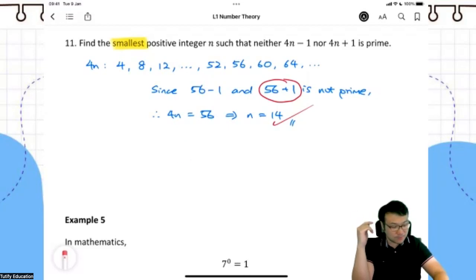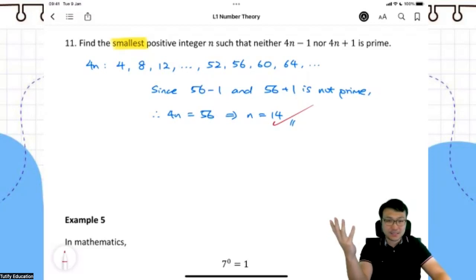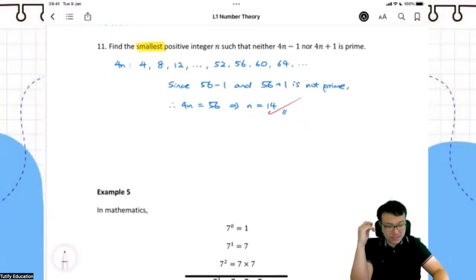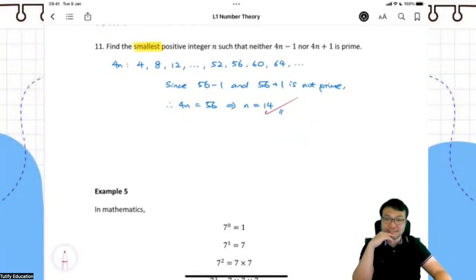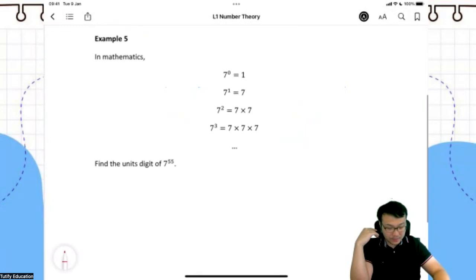So is 57 a prime number? No, because it's divisible by 3. Very good, Nicholas. So as you can see, students, 57 is also not a prime number, right? So the smallest possible value of n should be 14. Okay? Any questions? All right. Come, let's try the next one, students.